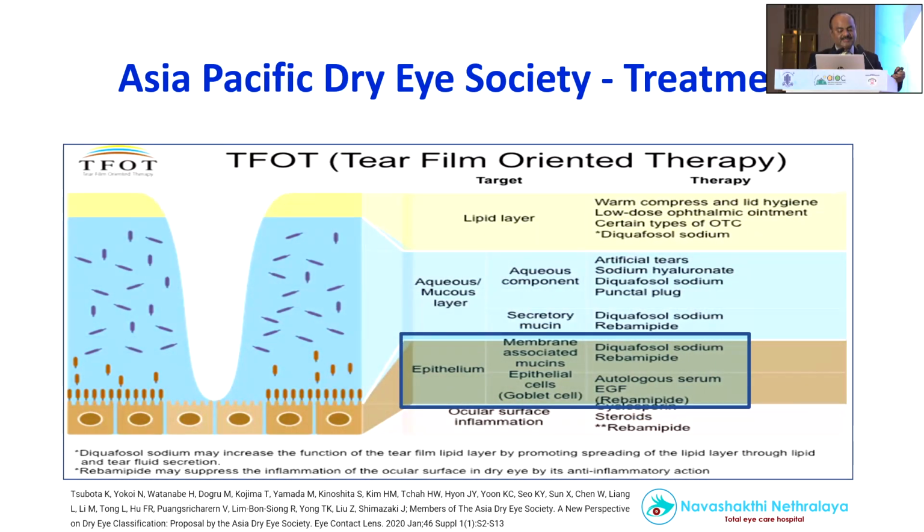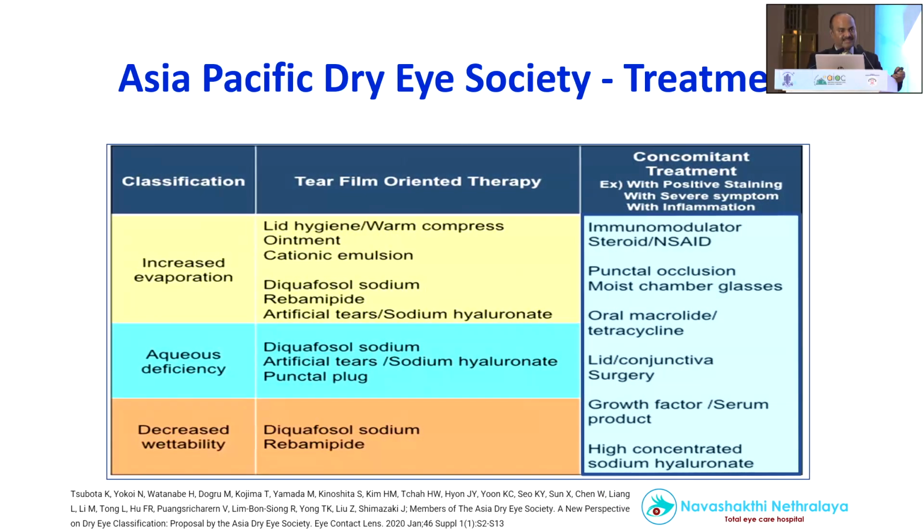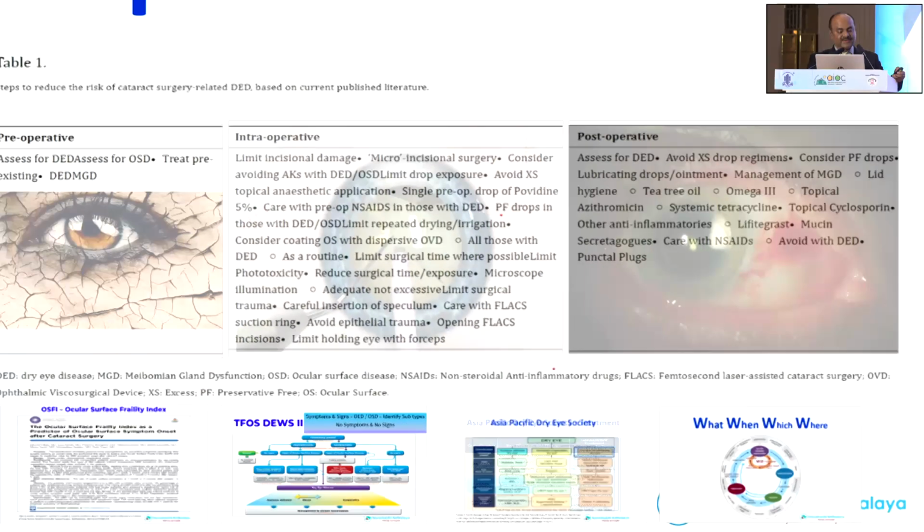They also suggested use of these two drugs, which we have used and not found to be very effective. Summing up the treatment: use not just lubricating drops, but immune modulators, steroids, NSAIDs, and go aggressively with punctal occlusion, which many of us are not doing nowadays, but it's very good. If need be, if it is a meibomian gland problem, use tetracyclines or macrolides.